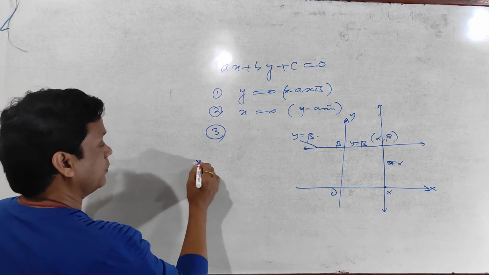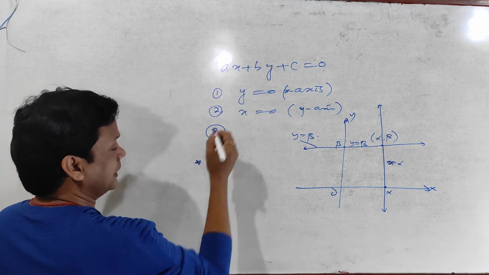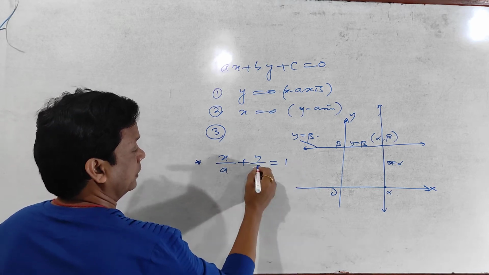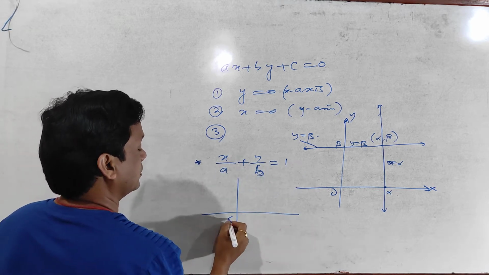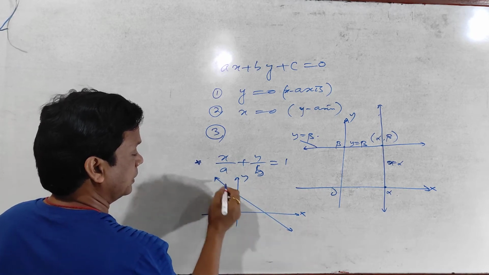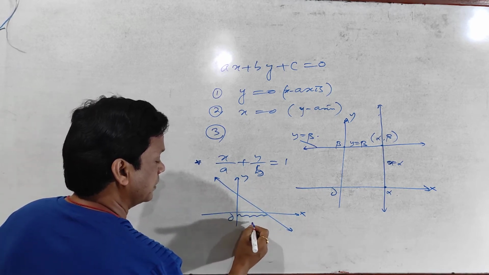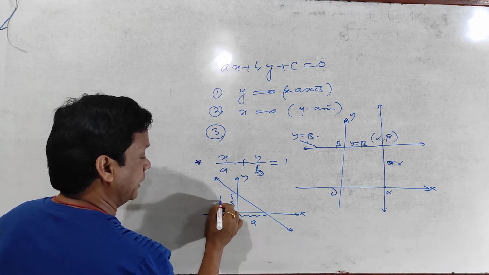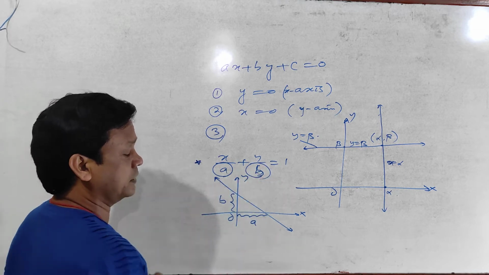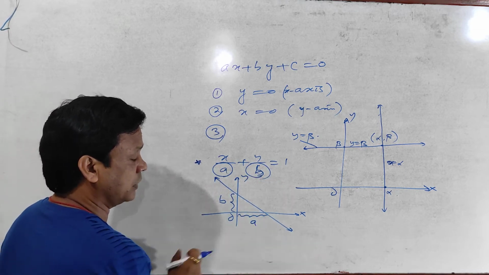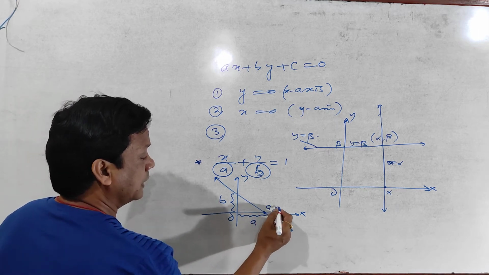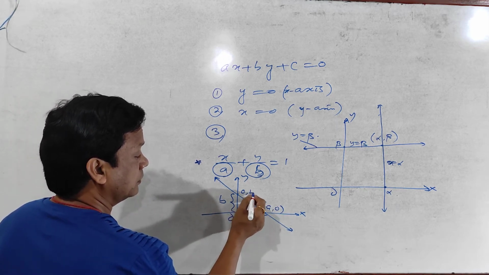Now, what is the equation of the straight line in intercept form? x by a plus y by b equal to 1. This is the x-axis, this is the y-axis, and this one is the x-intercept a, and this one is the y-intercept b. This length is called the x-intercept, this length is called the y-intercept. That means this coordinate will be (a, 0) and this coordinate will be (0, b).